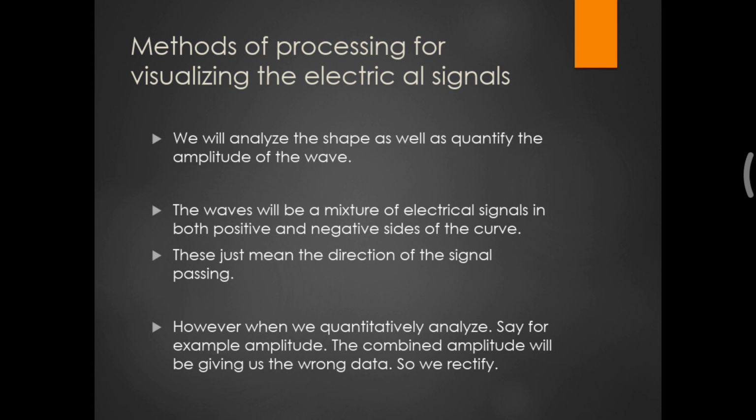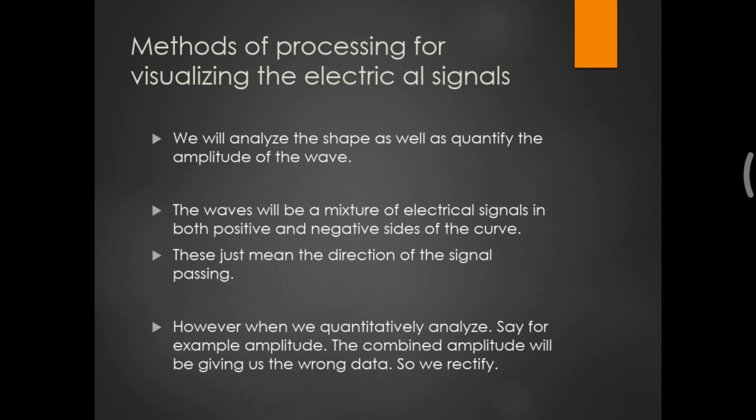At the same time, since we have electronic computers, we can also see the amplitude of the signal or the magnitude of the current. The magnitude of the current can be measured with the amplitude of the wave, and this requires us to convert the analog signal to a digital signal, and with digital signals we can measure the amplitude very easily. So when we collect the EMG waves, the waves will be a mixture of electrical signals on both the positive and negative sides of the curve.